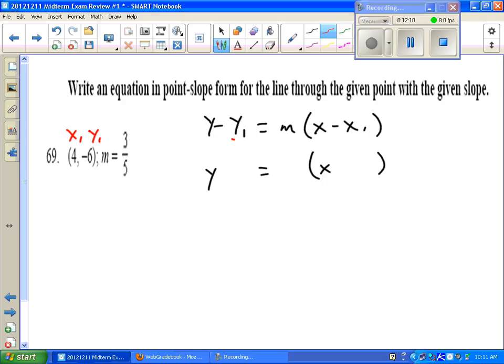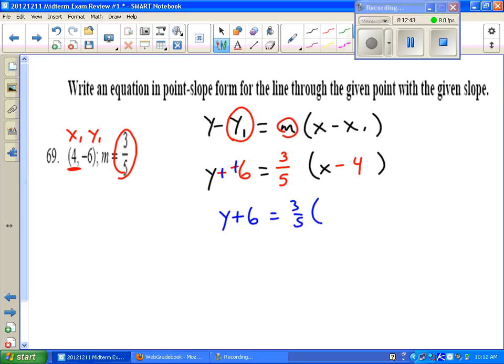So what we need is minus y sub 1 first. So minus y sub 1 is negative 6. Equals m's value. We know this value is m here. So in place of m, we're going to plug in 3/5. And then x sub 1's value is 4, so minus x sub 1's value is minus 4. Now the only change we have to make, since it says y minus a negative 6, that means plus 6. So y plus 6 equals 3/5 times x minus 4.